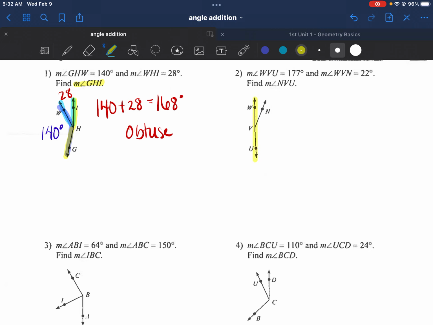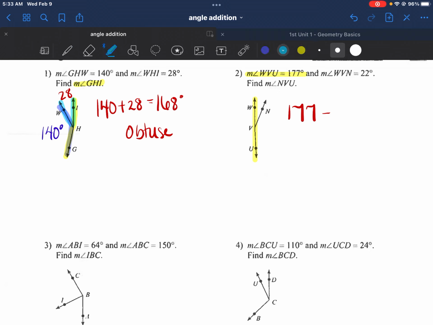WVU or UVW. So I need to find out where I see WVU or UVW. Right there. So I know my biggest angle is given to me, which is 177 degrees. So if I already have my big angle, that means I need to subtract. I need to subtract because I already have my big angle.